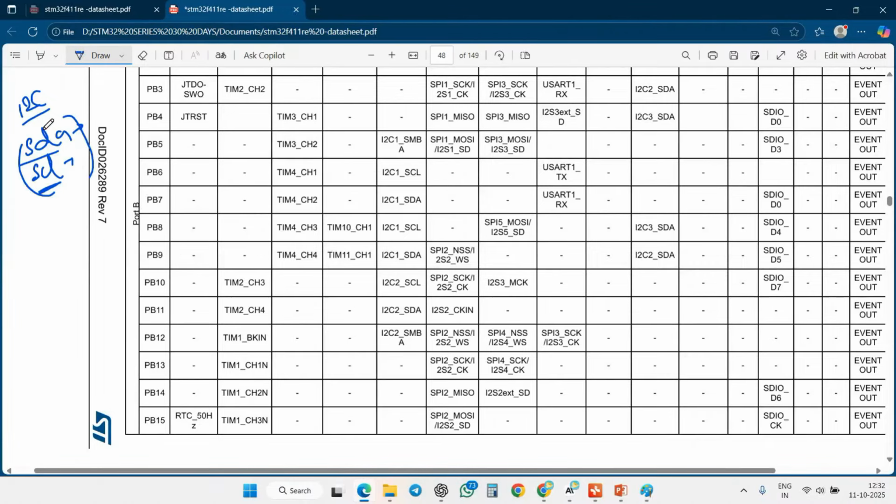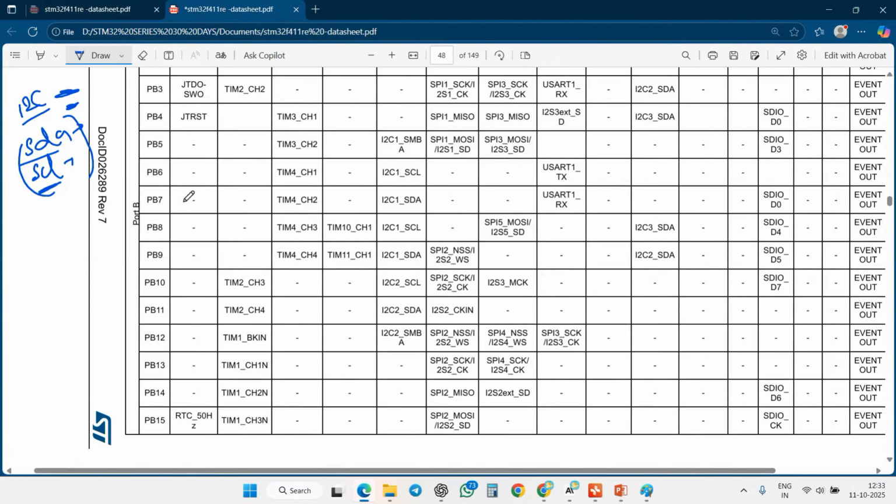Inside I2C, you definitely require two pins. If you are configuring an ADC, only one pin is enough. If you are configuring a timer, only one pin is enough. Configuring an LED, push button, or sensor, one pin is enough. If you look at communication protocols, they have two pins to configure. This time I'm having the SDA and SCL pins.